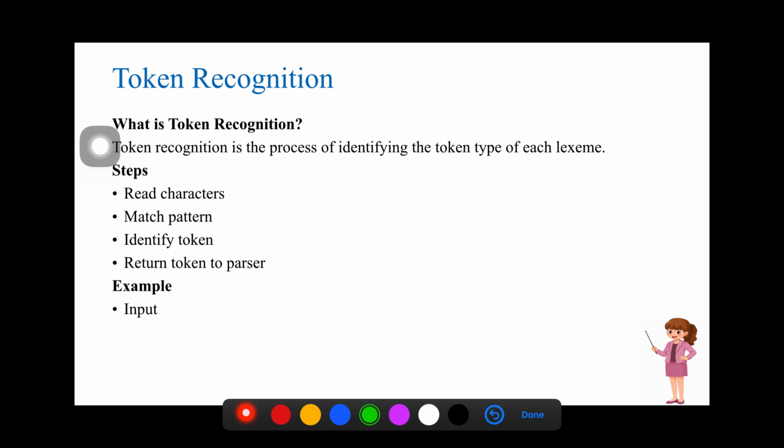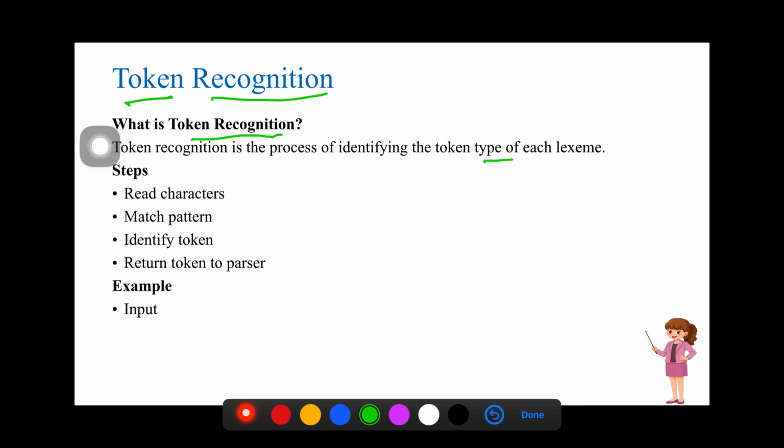Token recognition. What is token recognition? Token recognition is the process of identifying the token type of each lexeme. It's the process where the lexical analyzer scans the source program and identifies which token each lexeme belongs to. Let's understand in detail with the steps. The lexical analyzer reads the characters from the input buffer. That is the first step.